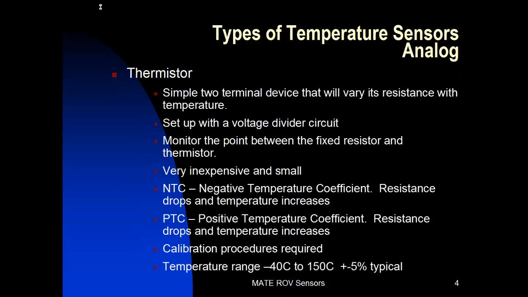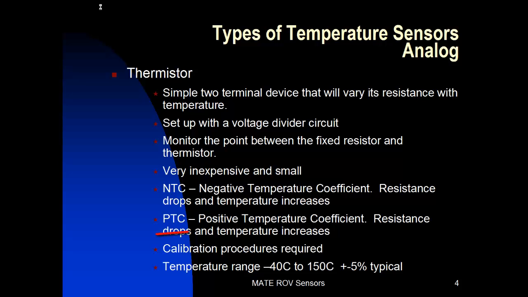So a thermistor is a simple two-terminal device that will vary its resistance with temperature. We set it up in a voltage divider circuit. If you remember setting up a voltage divider with the potentiometer, this is the same idea. We'll monitor the point between the fixed resistor and the thermistor, and as the temperature changes, the thermistor resistance will either go up or down. And they're very inexpensive, in the pennies a piece, and can be very small.